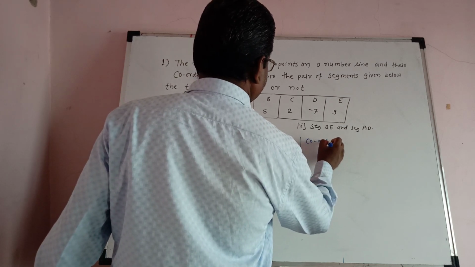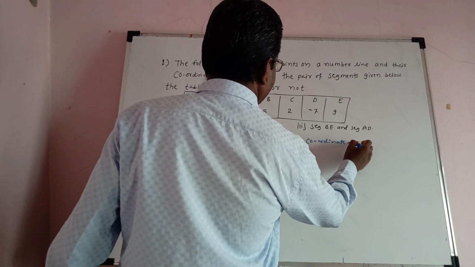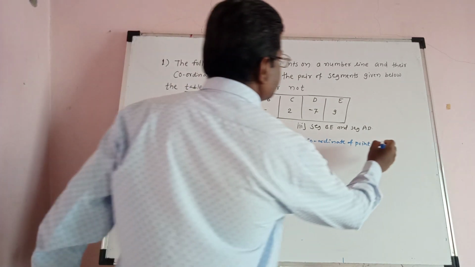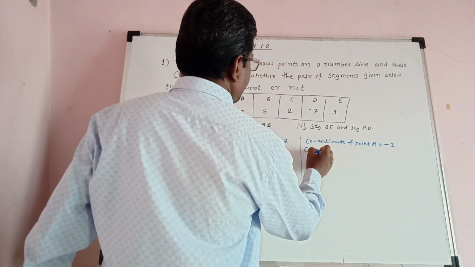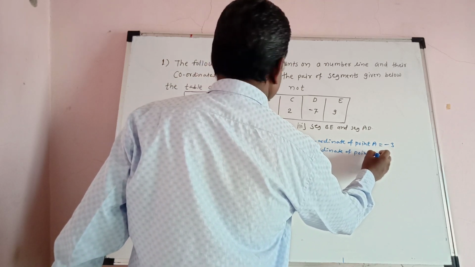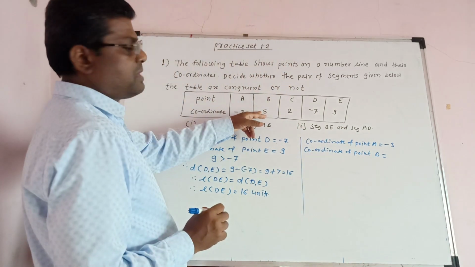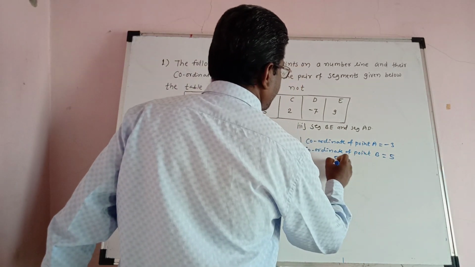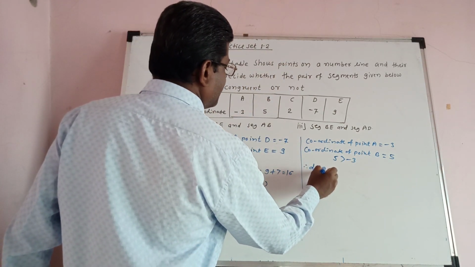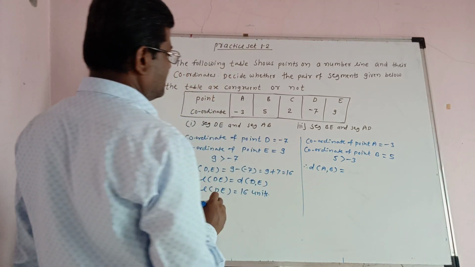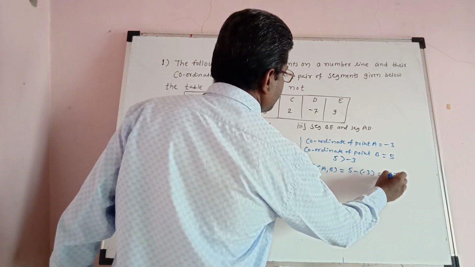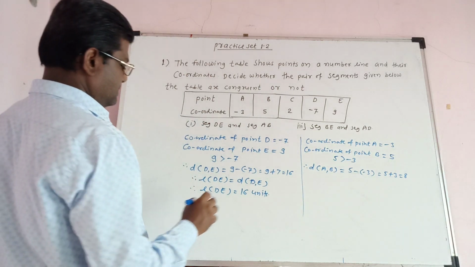Now coordinate of point A is equal to -3, and coordinate of point B is equal to 5. Here 5 is greater than -3. Therefore distance of AB is equal to larger coordinate minus smaller coordinate. It will be 5 plus 3, which is equal to 8.